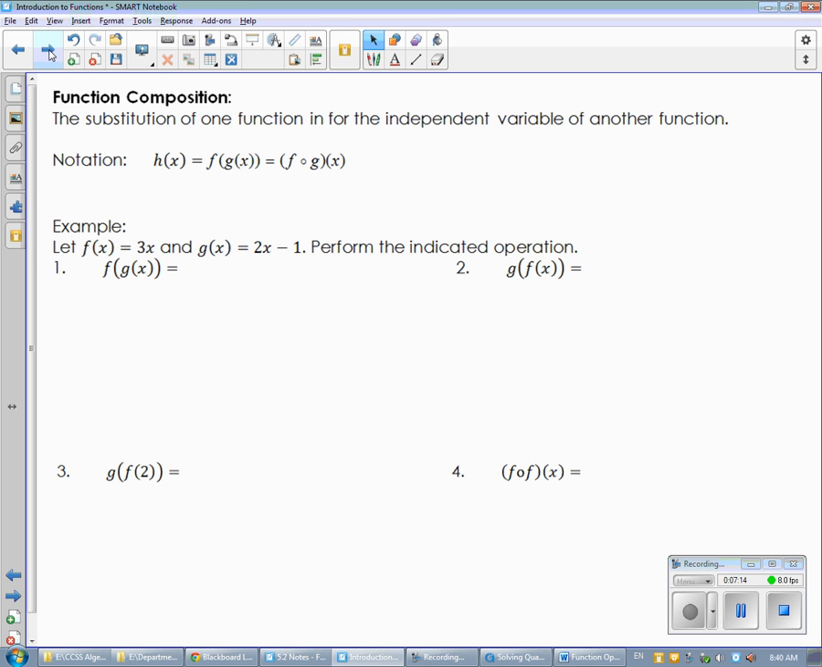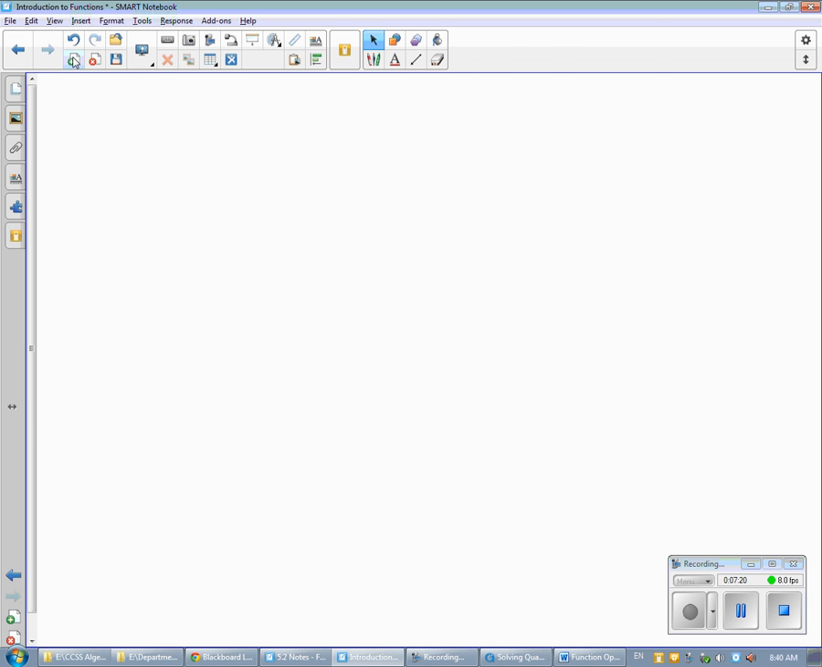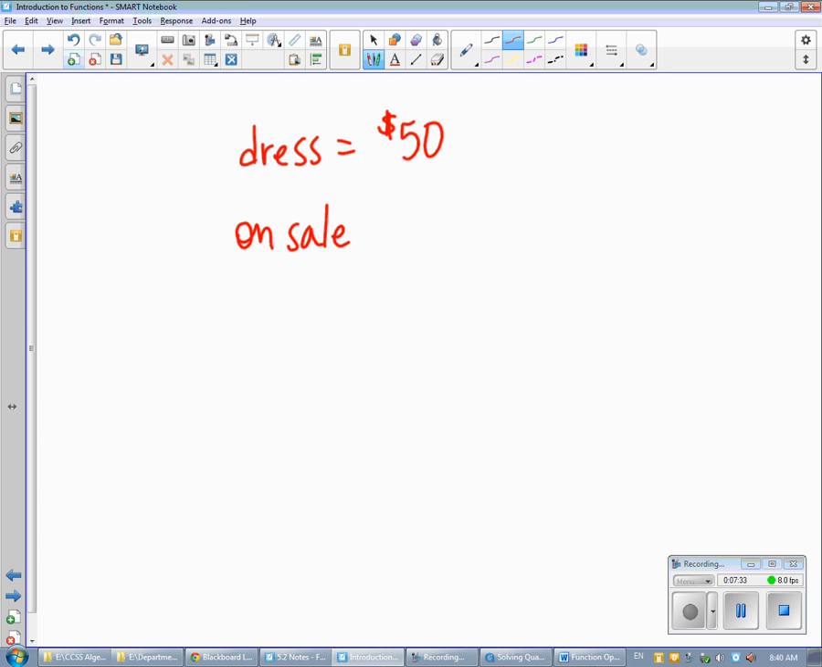If I'm dealing with going shopping, for example, let me actually do this on another page. Let's say I'm going shopping and I find a dress that is worth $50, and it's on sale. Let's just make it easy and say it's 50% off. Actually, let's make it 10% off so that we don't get confused. Okay, so it's on sale for 10% off. And let's say I have a coupon for $5 off.